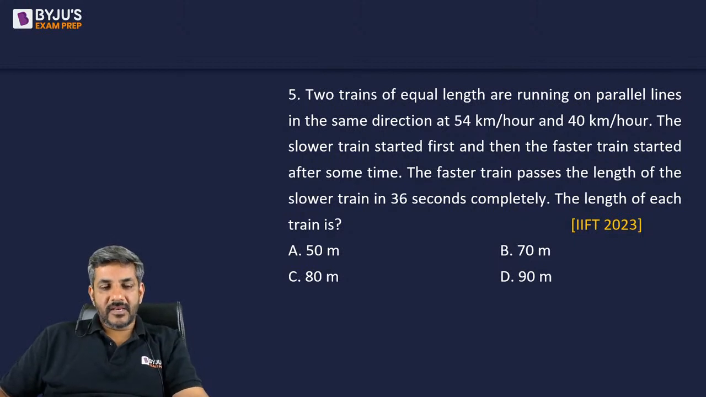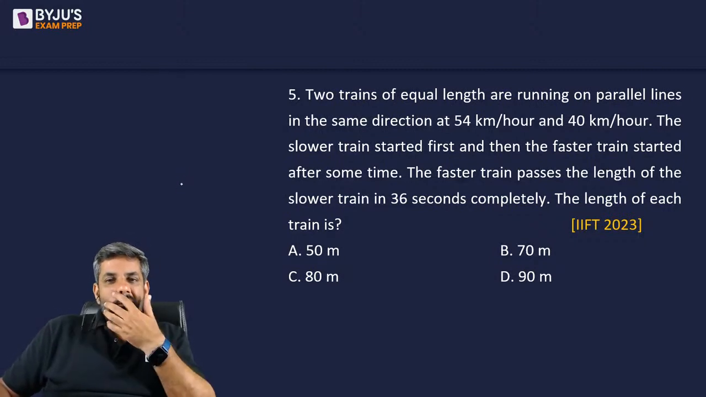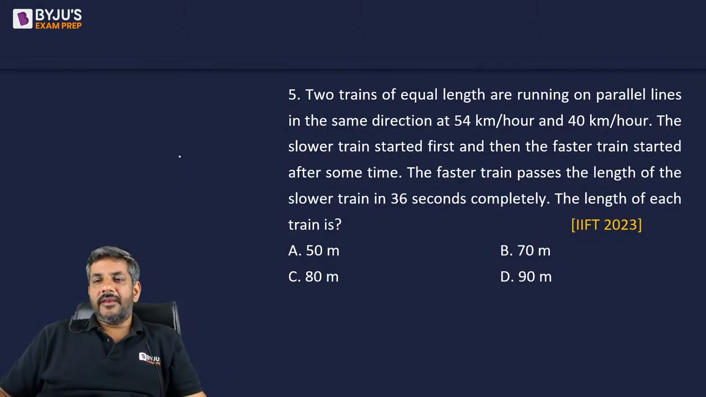Okay, Payal has given an answer as B. Let's start doing this question as well. It says two trains of equal length are running on parallel lines in the same direction at 54 km per hour and 40 km per hour.